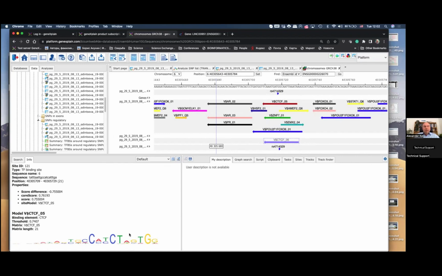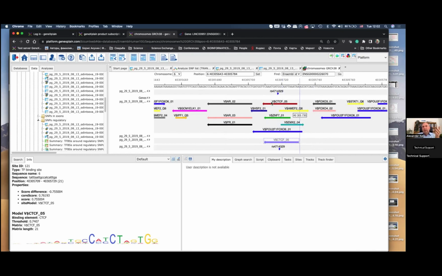Which means this consensus has to be converted. In fact, this change of G into A is changing this big C into T, which completely destroys the whole site. So it means in the reference genome this is a very good site for CTCF. And the alternative genome, which is actually correlated to that particular disorder, this SNP destroys that site.